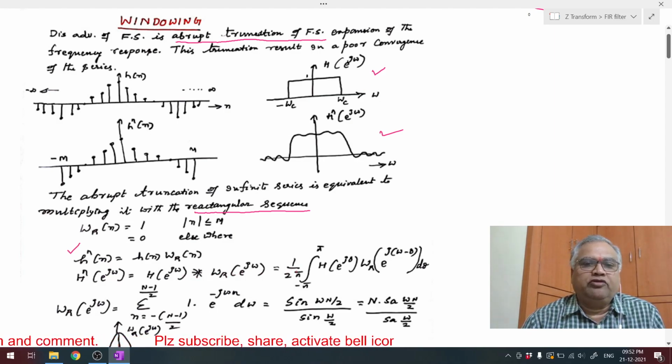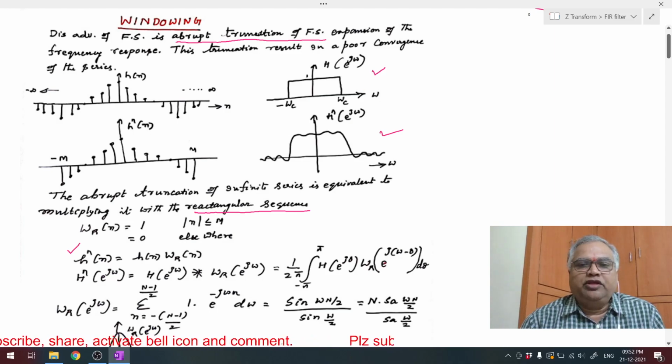It is 1 by 2 pi, integral from minus pi to pi, of H e power j theta times WR e power j omega minus theta, d theta. Theta is the dummy variable. So e power j theta, e power j omega minus theta, d theta. This is mathematically the convolution.